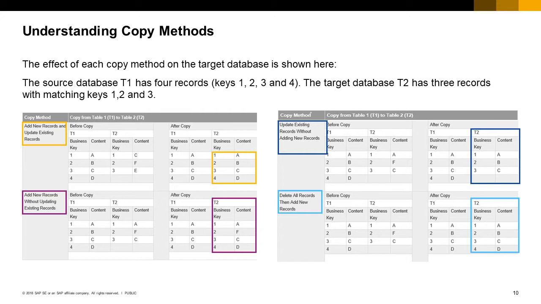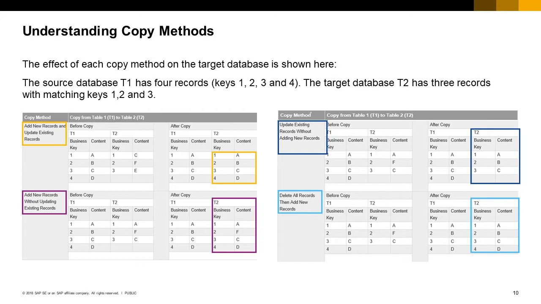Add new records without updating existing records. In the example, a new record is added to the target database T2 with key 4. However, unlike the first method shown above, in this case the records with keys 1, 2, and 3 are not updated. Update existing records without adding new records. This method does not add any new records, so record key 4 is not inserted in the target database. The records with matching keys 1, 2, and 3 will be updated with the values from the source database T1. Delete all records, then add new records.